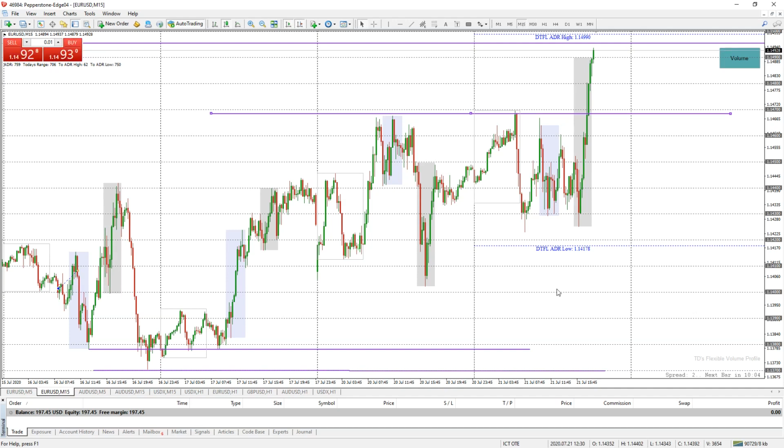Euro USD. So Euro USD has been a kind of a bitch this morning, earlier today, but in the end, it did move where it was supposed to move. But let's take a look at how it has been a little bit tricky today.